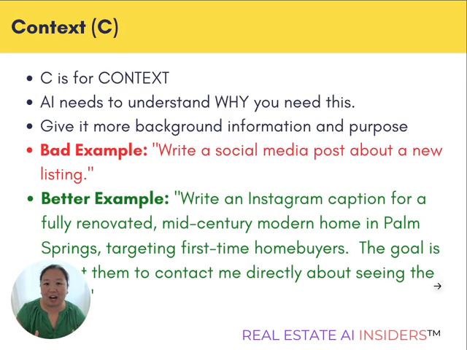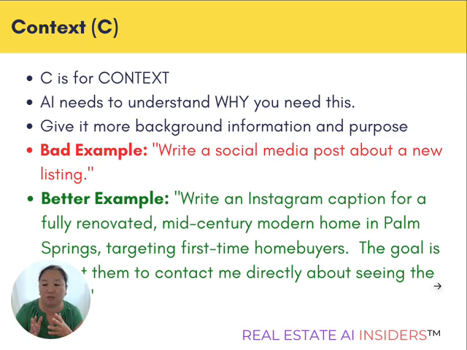Okay, C now is for context. So the AI also needs to understand why you're doing this. And if you can tell it the goal that you're looking for as a result of this task, then it'll also produce a better result for you that way. So you want to give it more background information and the purpose, right?